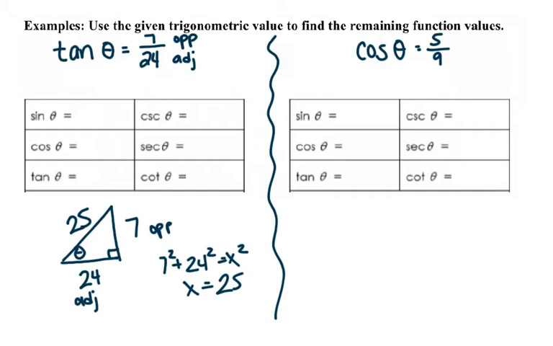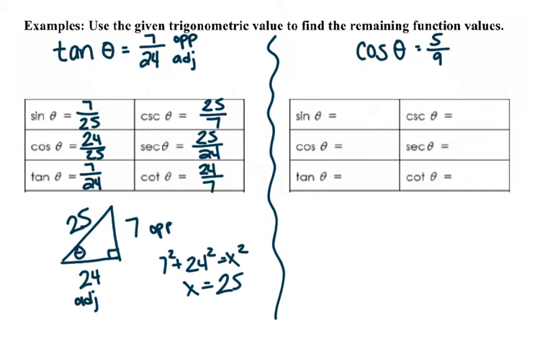So the sine is opposite over adjacent. Opposite over hypotenuse. Let me try again. So it'll be 7 over 25, which means my cosecant is 25 over 7. My cosine, adjacent over hypotenuse, so 24 over 25, so secant would be 25 over 24, just flip it. And my tangent is opposite over adjacent, so 7 over 24, and if I want to do cotangent, I just flip it.